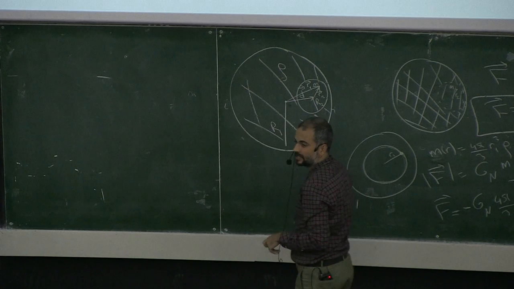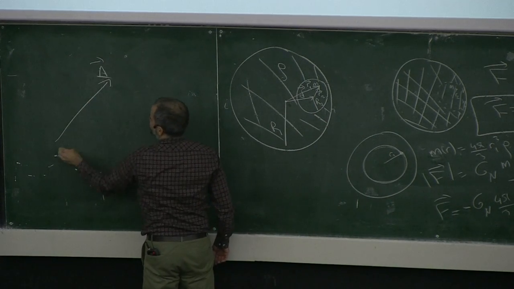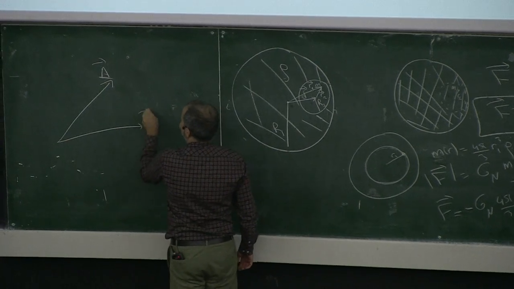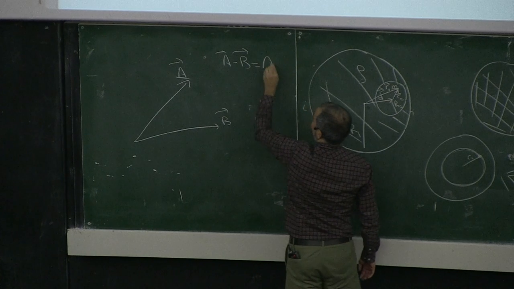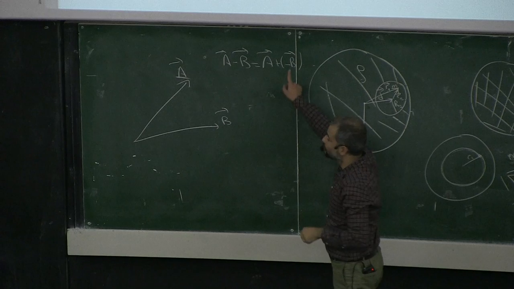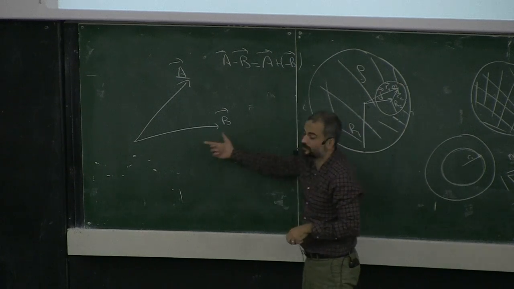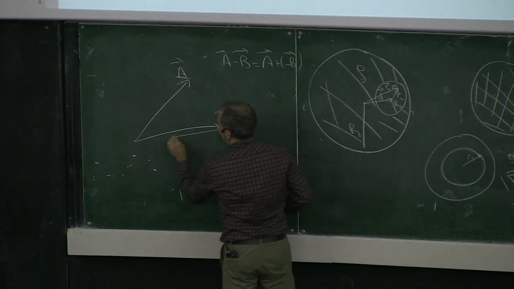So how do we add vectors? How do we subtract vectors? So this is the vector A. This is the vector B. Now, A minus B is nothing but A plus minus B. So the minus B vector is almost identical to the B vector, but it points in the opposite direction. So this is the minus B vector.